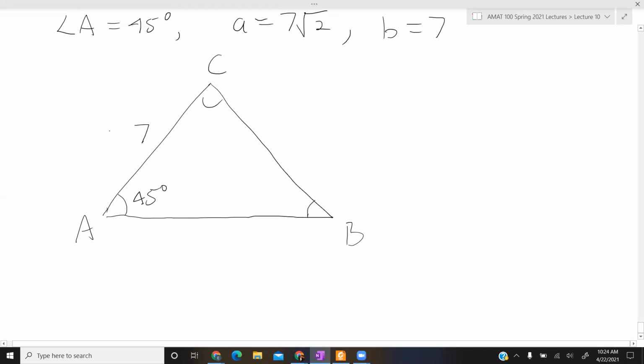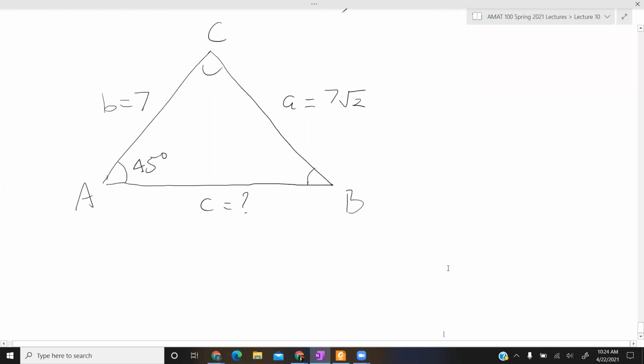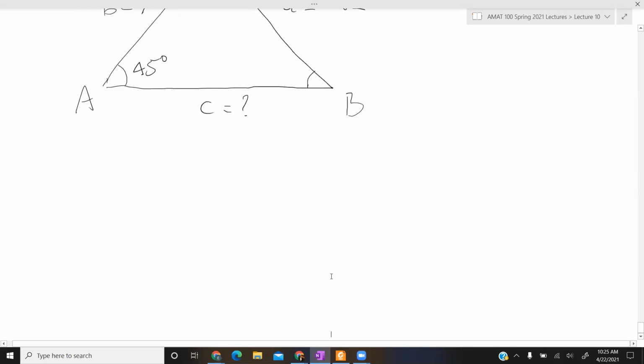So side B is equal to 7. This is the unknown side. And then side A is 7 root 2. So we can't use that nifty fact about the sum of the triangle's angles being 180 degrees, but we can use the law of sines to solve for B. So we're going to use the fact that sine A over A is equal to sine B over B.